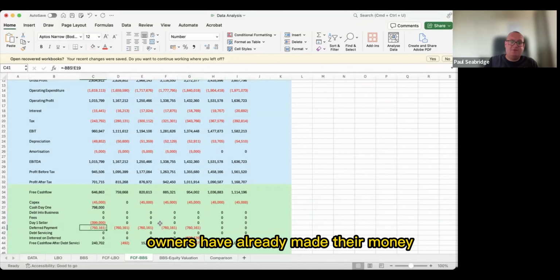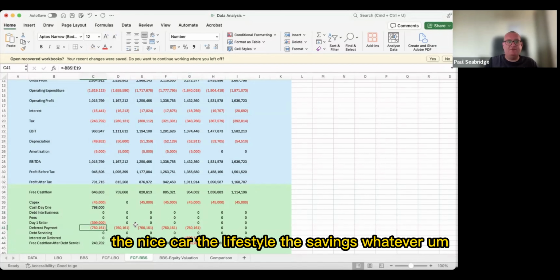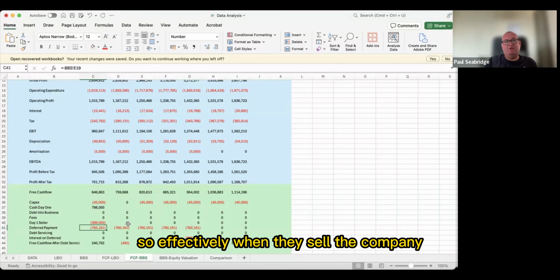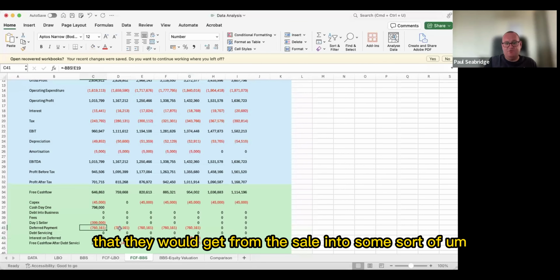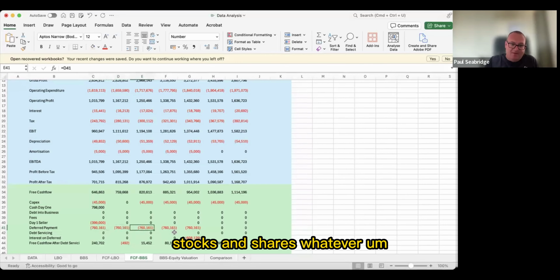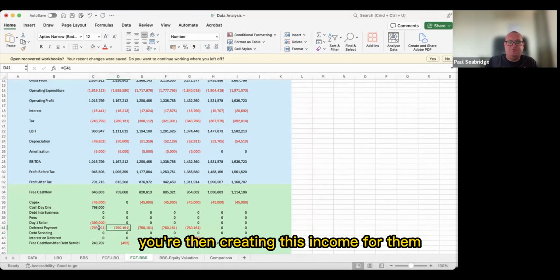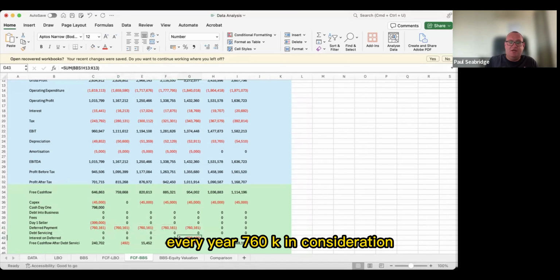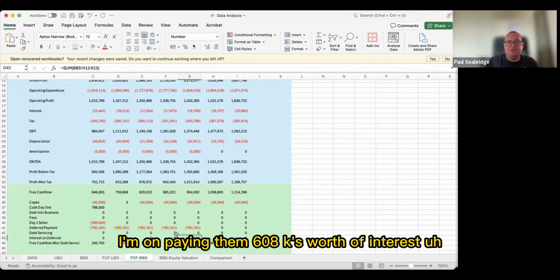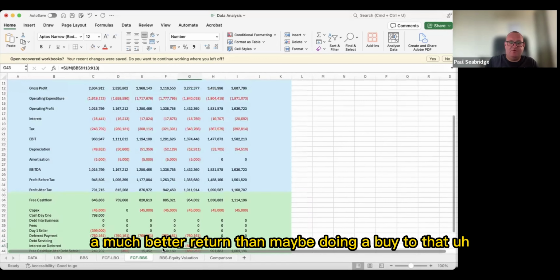Probably most business owners have already made their money, so I'm not saying they're going to give the business away. They've probably already got the nice house, the nice car, the lifestyle, the savings, whatever. So effectively, when they sell their company, they were probably going to just invest the monies that they would get from the sale into some sort of investment, whether that be buy-to-let property, stocks and shares, whatever. They were probably likely to invest most of that. So effectively, you're then creating this income for them, because we're basically paying them every year 760k in consideration, and we're paying them 608k's worth of interest over that period, which is likely to give them a much better return than maybe doing a buy-to-let, for example.